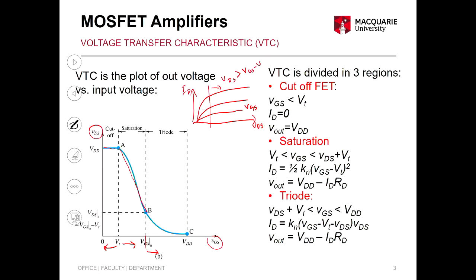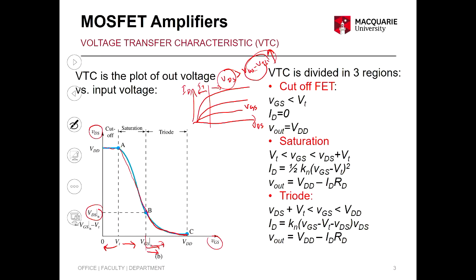VGS minus VTH, right? Now, when VGS gets higher, this term increases, and at a point when it's actually higher than VDS, it starts to enter the triode region. So when VGS is higher, after a certain point, your VDS is smaller than VGS minus VTH. So you are in the triode region.